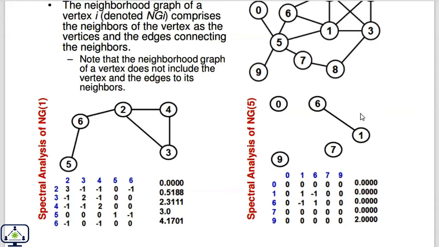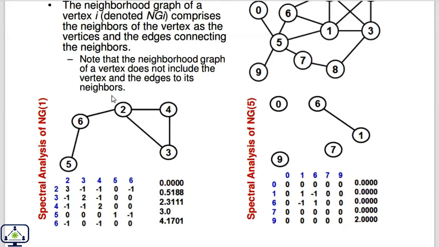You could run this graph through spectral analysis, and this is the Laplacian matrix for this graph. As you can see, this is not connected, and it has 4 components. So the number of zeros among the eigenvalues is 4, which indicates it has 4 components in the neighborhood graph.